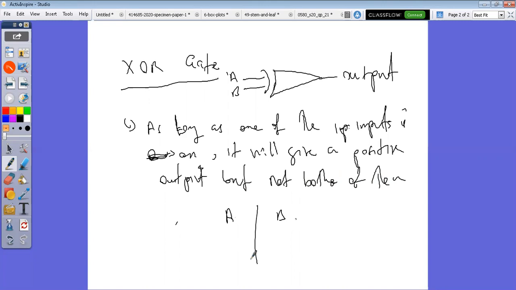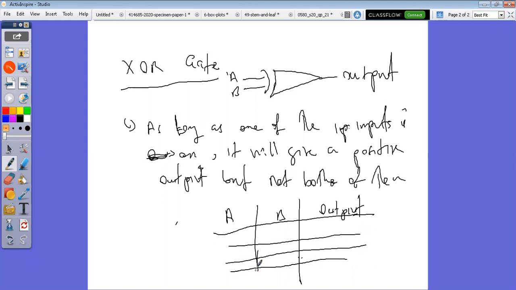the table for that. 0 0 1 0 0 1 1 1. We said this will give you a negative, but if it was just an OR gate, it will give you a positive. It excludes that, not both of them. The exclusive OR gate. That's the difference. This is one. This is one. This is zero. If it was an OR gate, this would be zero. It would be 1 1 1.